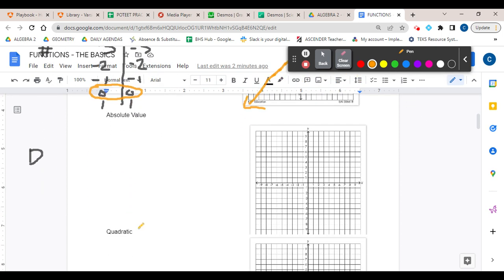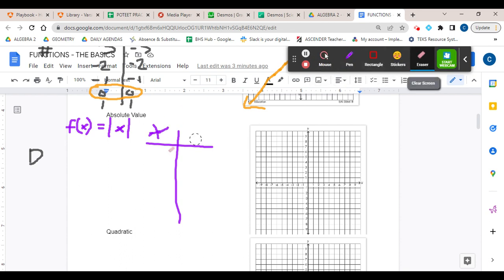Coming down to number 2, we have our absolute value function. Our absolute value function is f of x, or y, equal to the absolute value of x. We should know that absolute value is the distance of a number from 0. So we just take whatever number is inside these bars and make it positive. So in this function, we have x. That's really ugly.